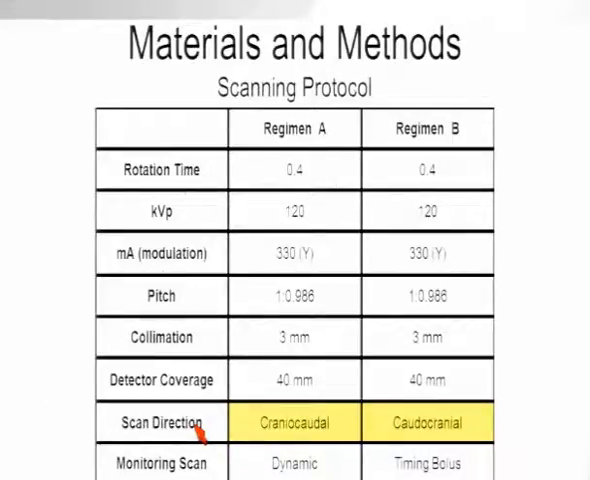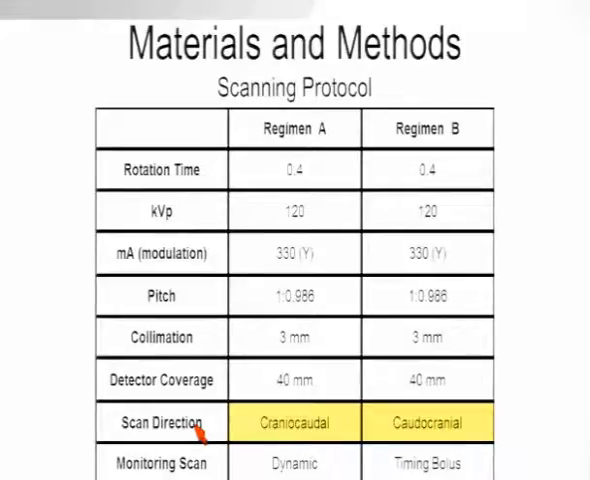We looked at two protocols. The first protocol, the first 100 patients, was the standard: you inject your contrast using 100 mils of contrast, and you scan from top to bottom. The second protocol we looked at was a contrast formula where we actually scanned in the opposite direction.